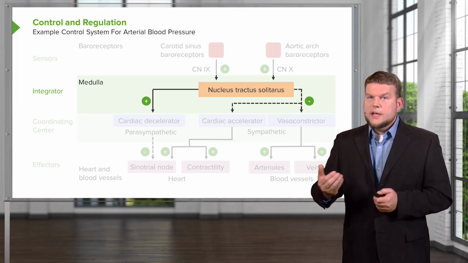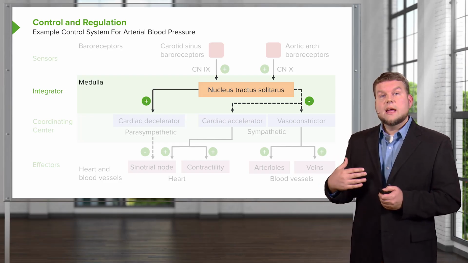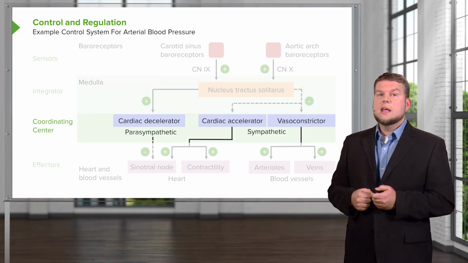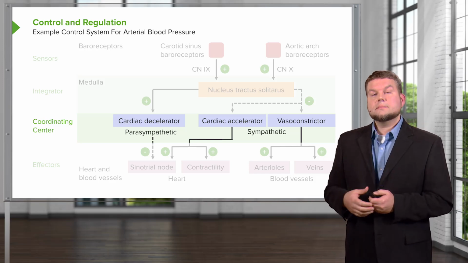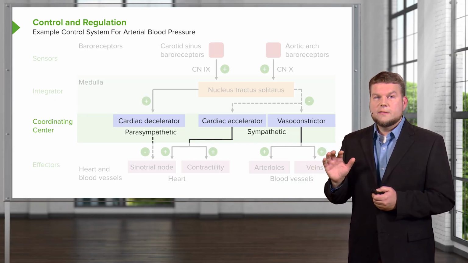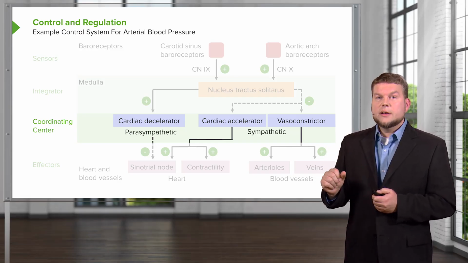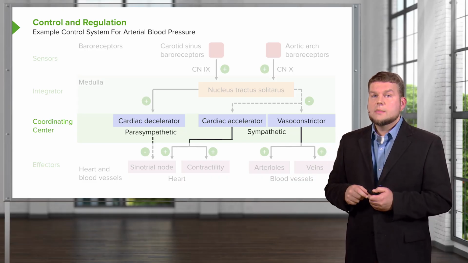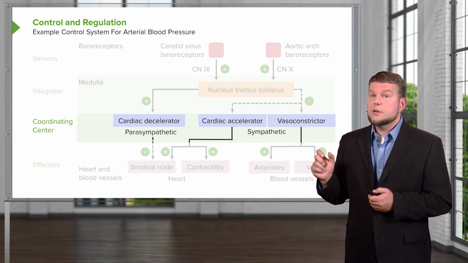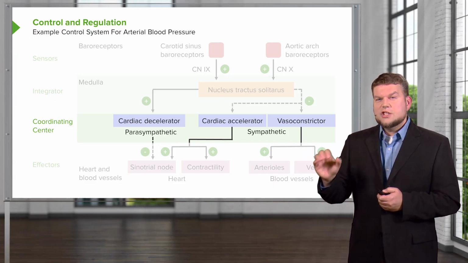But just because the information is coming back doesn't necessarily mean that we know what to do with it. So we need to have some place, and this is a coordinating center that is going to be able to take all this information and let us decide what to do with it. So in a blood pressure example, we have three main places, or effectors, that we might be able to accomplish. So we have a cardiac decelerator region, and this is in the parasympathetic nervous system. We have a cardiac accelerator system in the sympathetic nervous system, and a vasoconstrictor component in the sympathetic nervous system. And these are the things at which we can change.